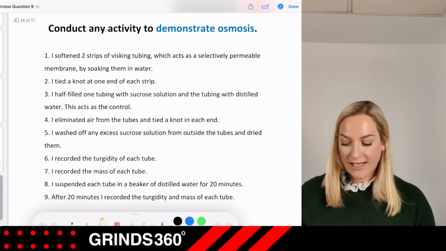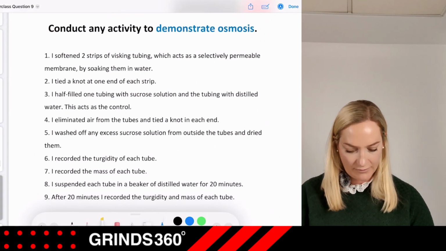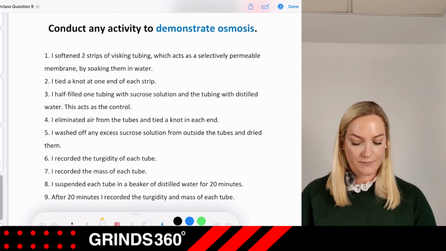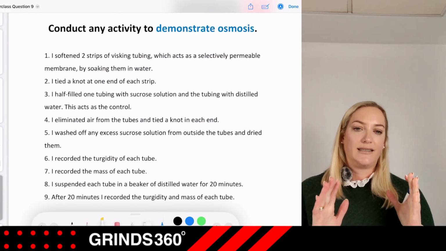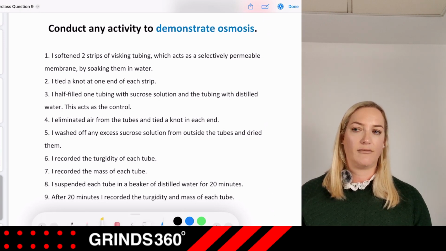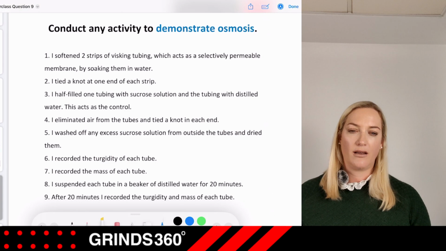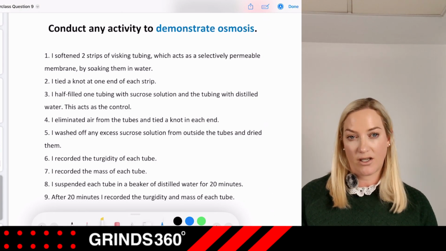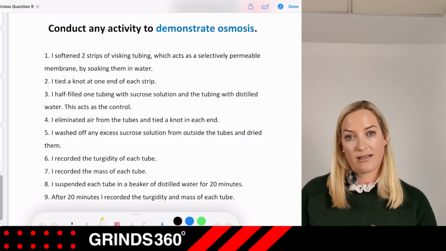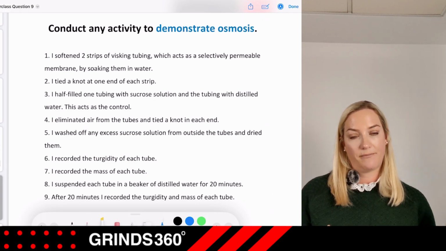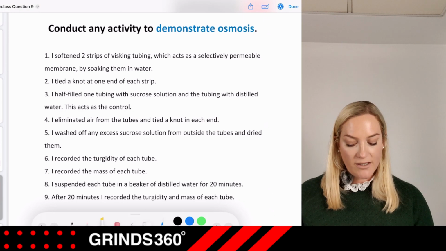Okay, and the last one is to demonstrate osmosis. Now, this experiment hasn't been asked as a full long question in a long, long time, but they may ask parts of this question in question 9. They could ask parts of this question in section C. So what did we use?